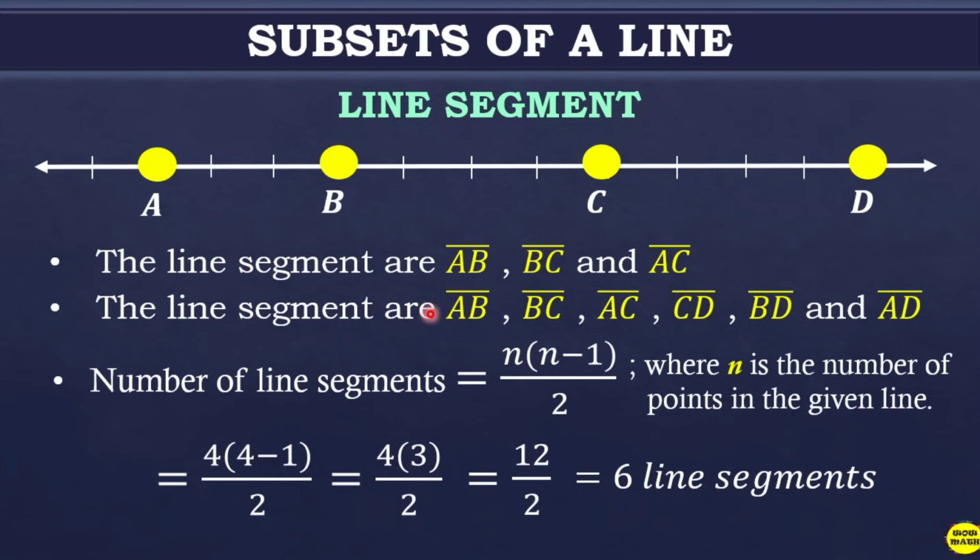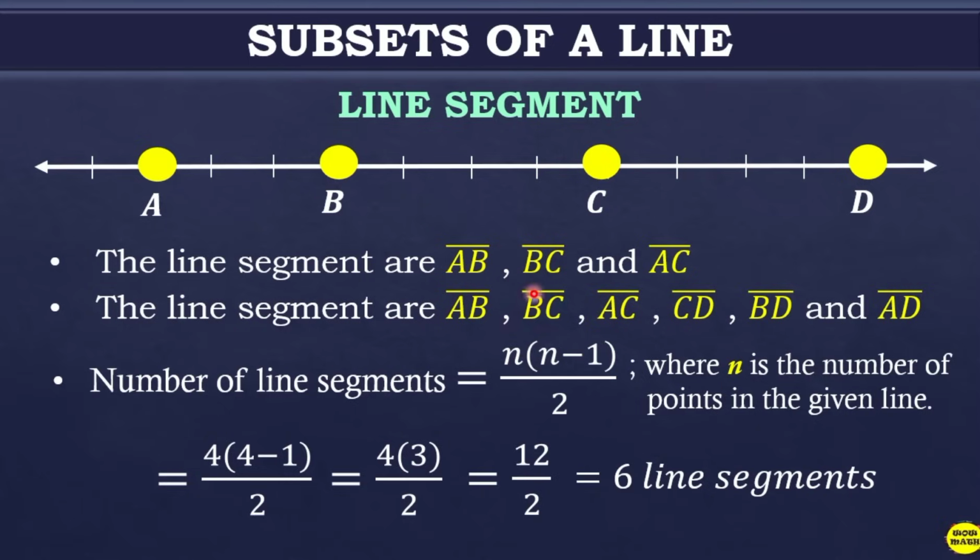So, na-check natin 1, 2, 3, 4, 5, 6. So, we have 6 line segments. So, ibig sabihin, tama yung nakuha natin. Okay? So, ganun lang po. Para ma-check mo kung tama na yung bilang ng line segments na nakuha mo, you can make use of this formula para malaman mo kung ilan ba dapat ang line segments na makukuha kung ilan yung points mo given dun sa line.